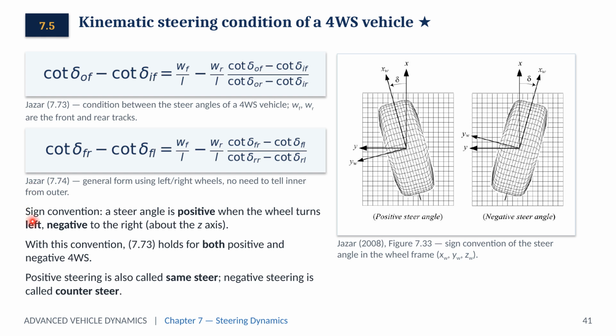To use that general form, we must agree on a sign convention. A steer angle is positive when the wheel turns left and negative when it turns right, measured about the z-axis. With this convention, 7.73 holds for both positive and negative four-wheel steering. Positive steering is also called same steer, negative steering counter steer, as in figure 7.33.